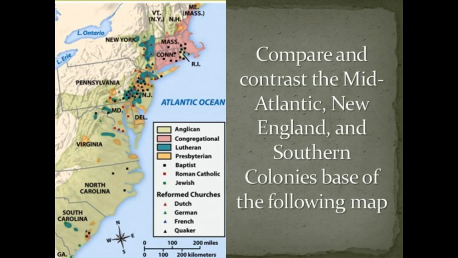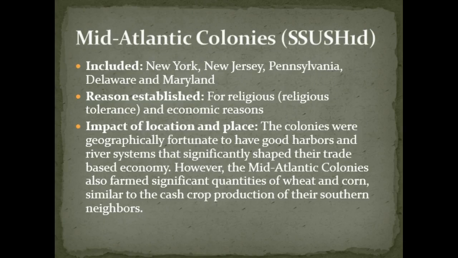This map on the left shows you the different groups that are settling in the different colonies. And as you see in the middle colonies, the region is very diverse. That's one thing they would definitely ask you on a test. Which set of colonies was most diverse? You would definitely need to know that the Mid-Atlantic colonies were the most diverse colonies.